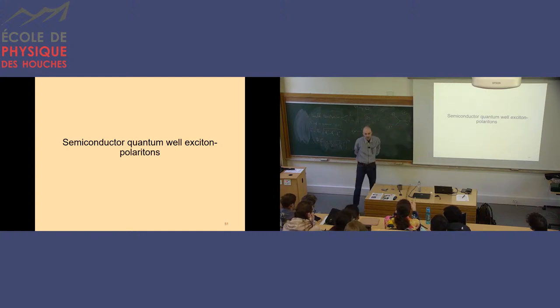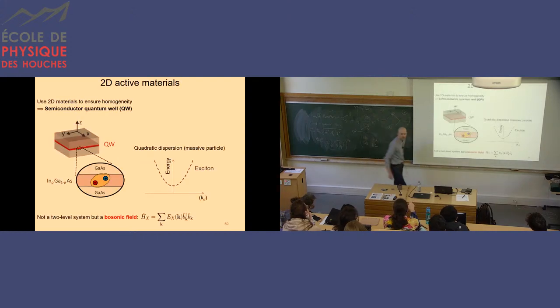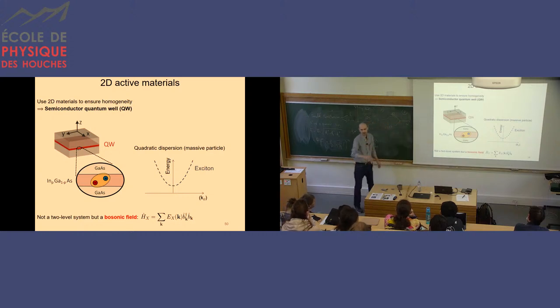Yes? I just didn't get on the previous slide. Where did you make the micropillars inside the quantum well? No, for the moment, this is 2D. I'm telling you the active material is going to be a 2D material, okay, that is going to be inside the cavity, and then we are going to etch the cavity on top of that, through the techniques that I described earlier.